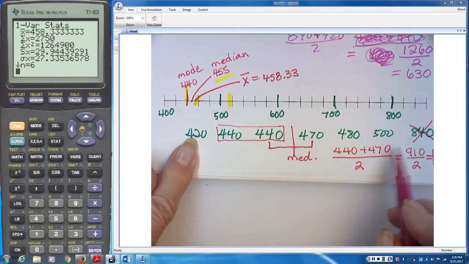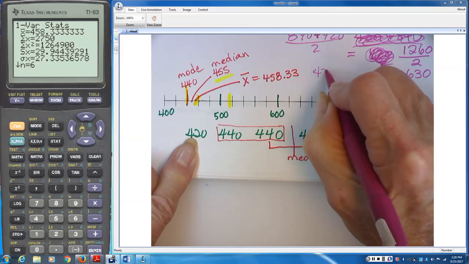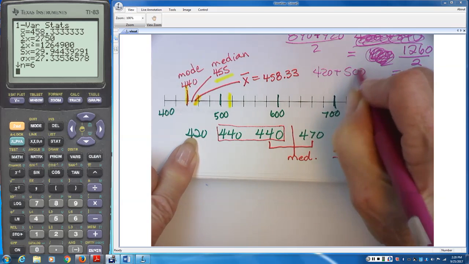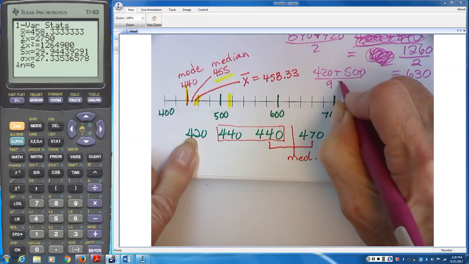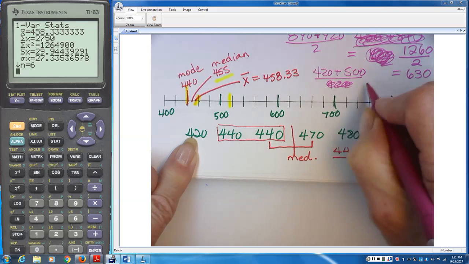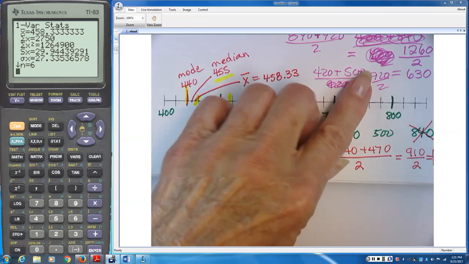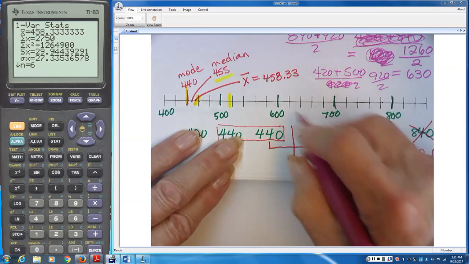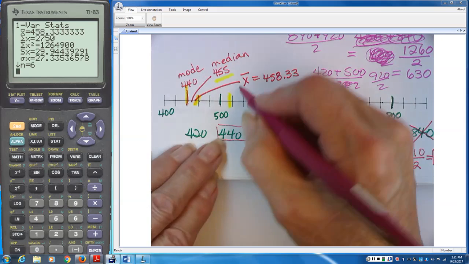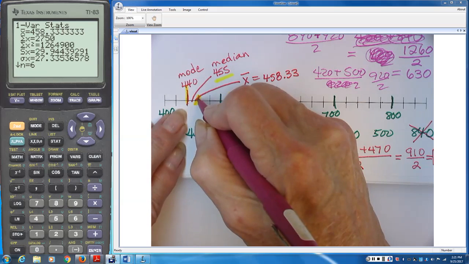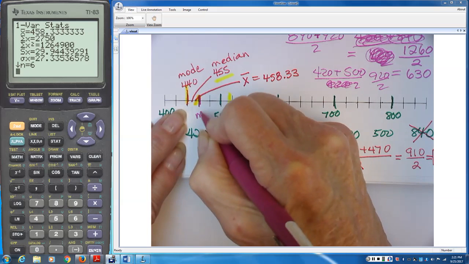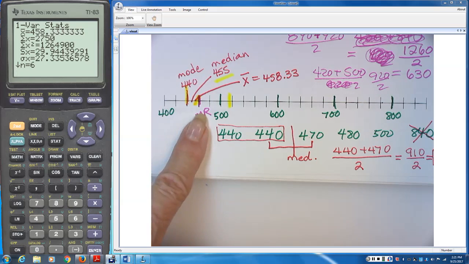My mid-range becomes 420 plus 500, which is 920, divided by 2, which is 460. So 460 is right there. Now it's right down there in the middle of the other measures of center. Right, it's close to all of them.